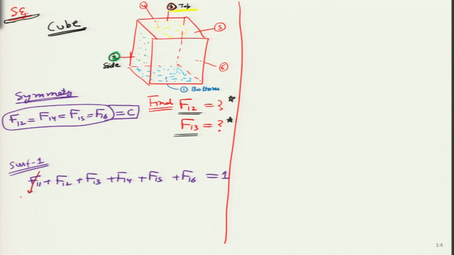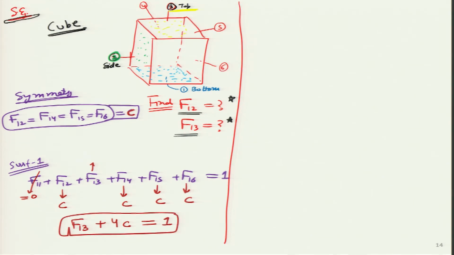The first term will be 0. Why? Because it is a flat surface. Second term over here is equal to C, this constant C over here. Third term F12, that I have to figure out. So, it is unknown. This thing is equal to C, this thing is equal to C, this thing is equal to C. So, all I get over here is 3 plus 4C is equal to 1. So, see how simple the equation has become over here, very simple equation.